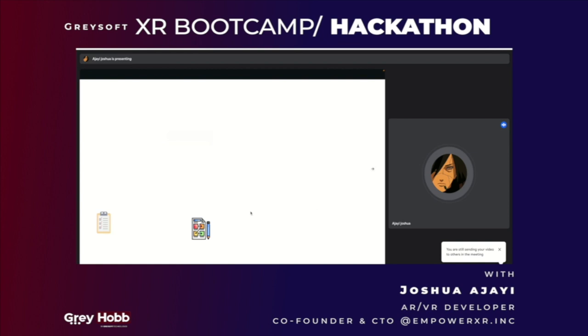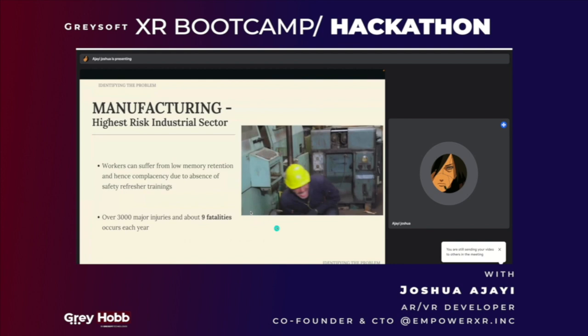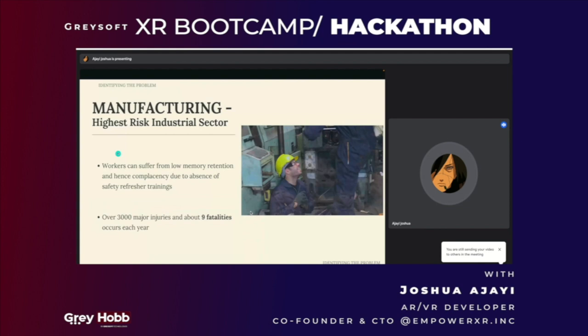Now, talking about the problem, I'm going to be referencing those projects that I mentioned earlier, right? So cool. The problem here for this particular project was that, like I explained, workers can suffer from low memory retention, and of course can lead to complacency because there are no refresher training. So you can see this worker here who just put his hands in the machine, and now he has gotten an injury just because he has actually forgotten. Not because he doesn't know, but he has actually grown too used.